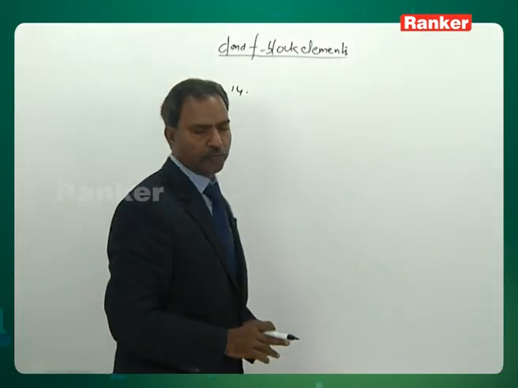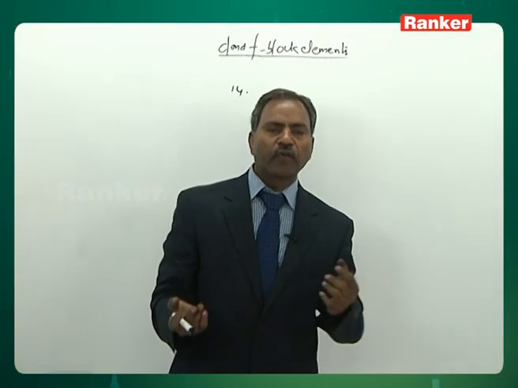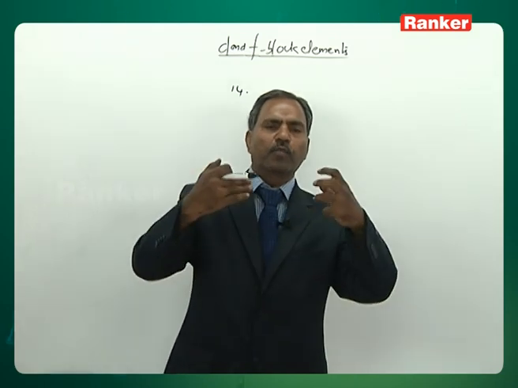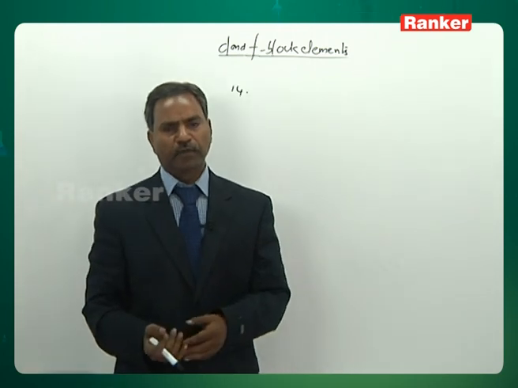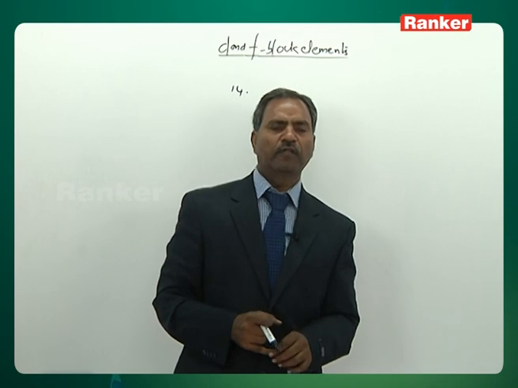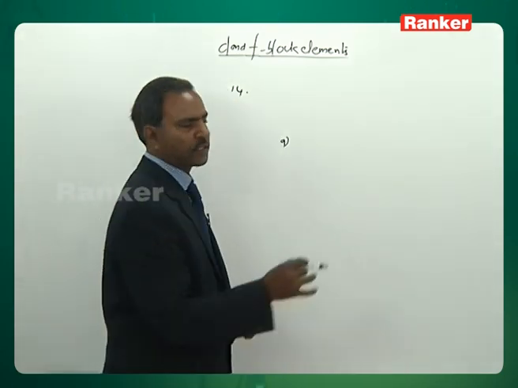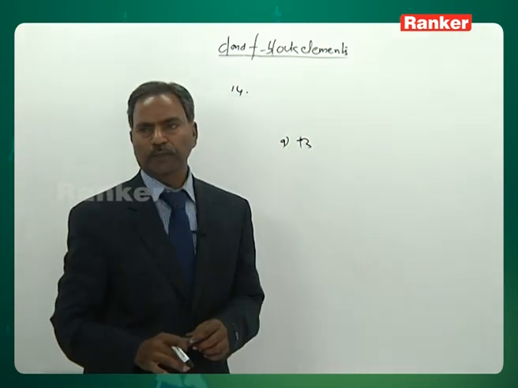Coming to question number 14: which of the following is unlikely to exist? When such a question appears, a metal cannot form a compound with more than its possible oxidation number. Option A, VCl3, has vanadium in plus 3 oxidation number. Yes, possible. For vanadium, plus 3 is possible.